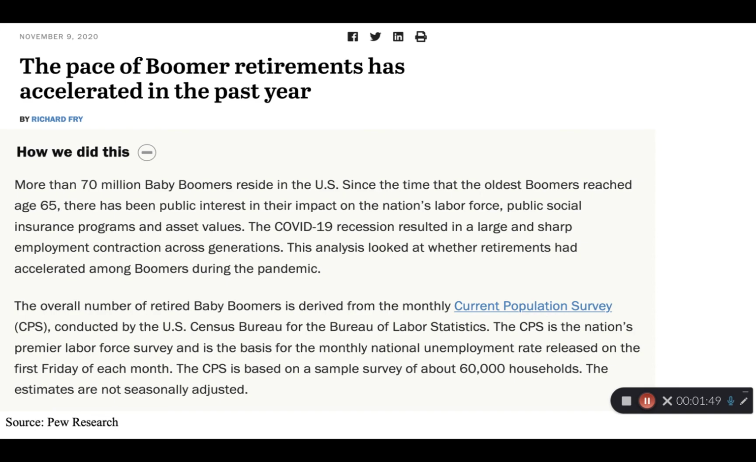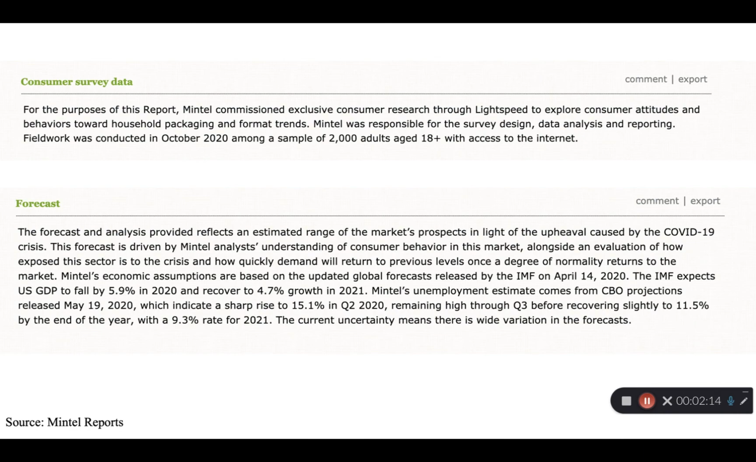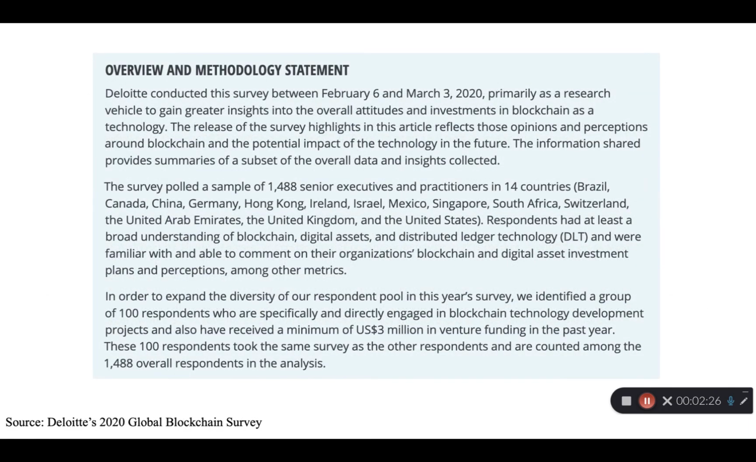Look for an explanation of the methods used to gather the information. This can help you evaluate how complete and recent the evidence is. Pew Research articles include a link to an explanation of the research methods. From this, you can see that their findings about baby boomer retirement are based on a sample of about 60,000 households. Mintel Reports explains the consumer survey used and the evidence used in their analysis. The Deloitte Blockchain Report provides the time period and sample size of their survey.